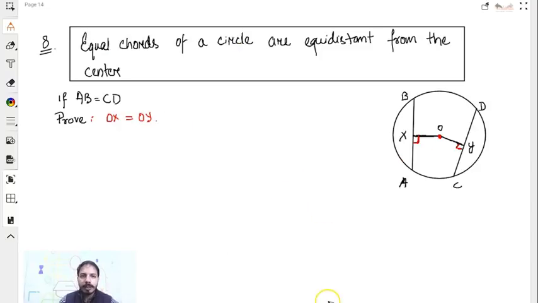Okay, so now the next one. The next theorem is that equal chords of a circle are equidistant from the center. Right? So what am I saying?